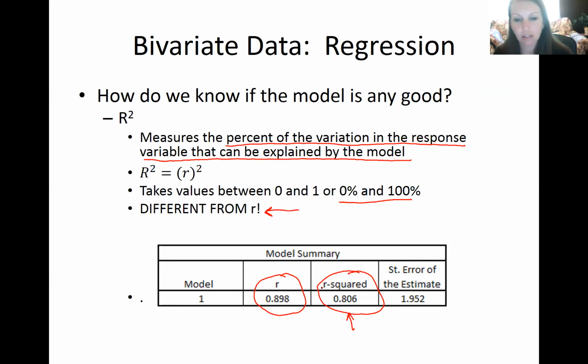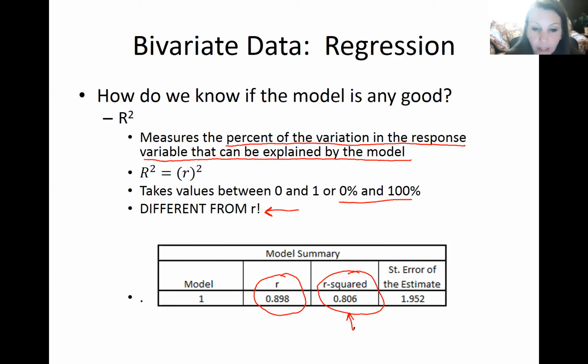It says height accounts for this much, and everything else would be the leftover of that. So the higher your R-squared, the better your model is at making predictions, because you're accounting for more of the variation. In this one, arm span is accounting for 80% of the variation that we saw in height. That's actually pretty decent, meaning we're going to get some not too bad predictions out of our model. So the closer you are to 100%, the more accurate your model is going to be at predicting. Can R ever equal 1?